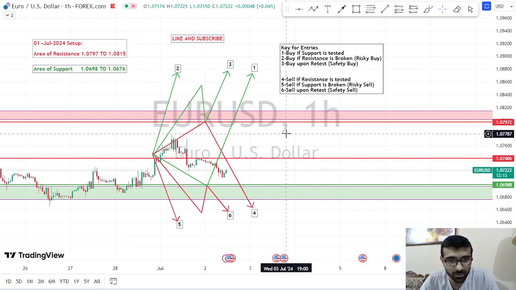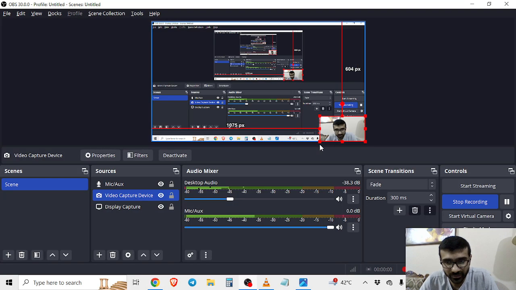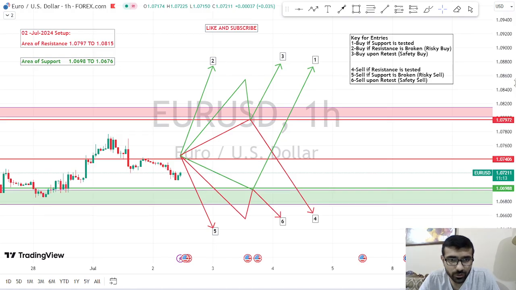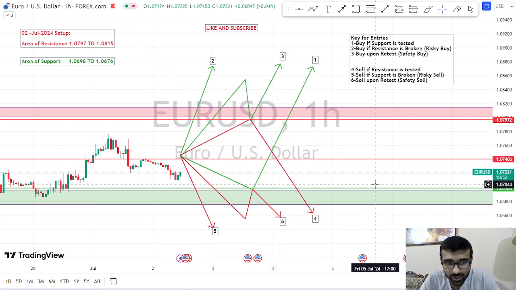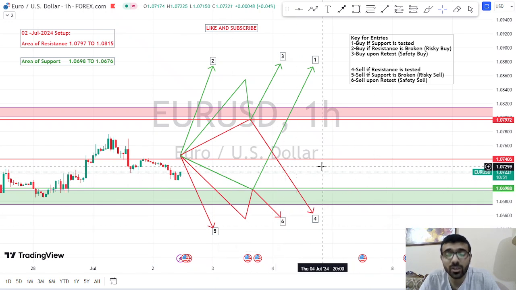Let me just simply move forward the scenarios. I have moved forward the scenarios in this euro versus US dollar pair. You can clearly see that our areas of resistance and support are intact. So we'll be looking for some good selling opportunities in this euro USD pair. Look for the key for entries number 4, number 5, and number 6 to be executed, and you will be making some good profits.